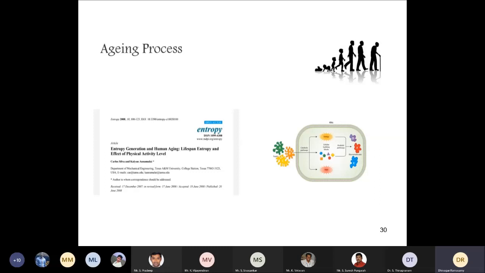Our body is running on chemical reactions. So whatever molecules are available in our body, due to the chemical reactions, those molecules will have disorder. Randomly they move from one position to another position. That's why we are getting aged. So the aging process is also one of the better examples for the entropy concept.